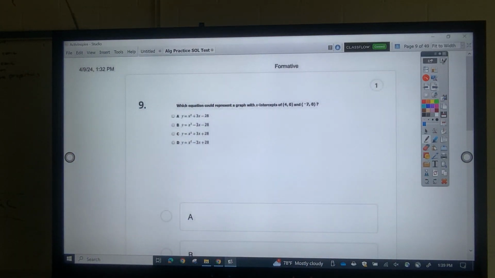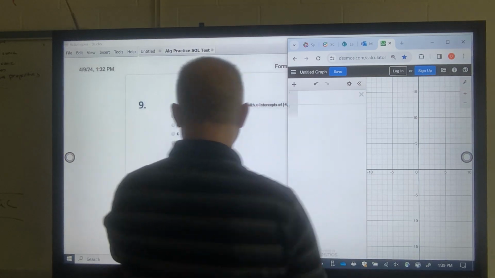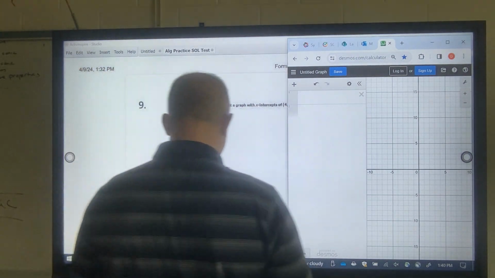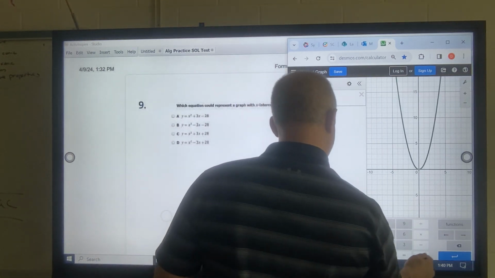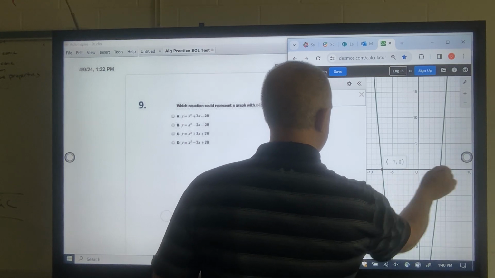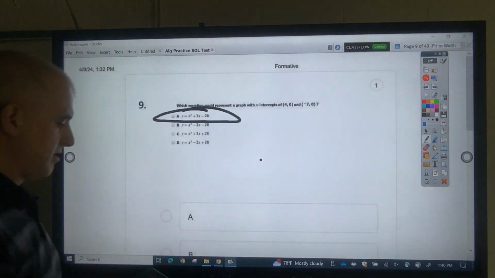Which could represent where the x-intercept is 4, 0, the y-intercept is -7, 0. So what you want to do, let me look at mine because that's a little blurry for me. I want to type in x squared plus 3x minus 28. That crosses at -7, 0, and 4, which is my answer. Not easy.